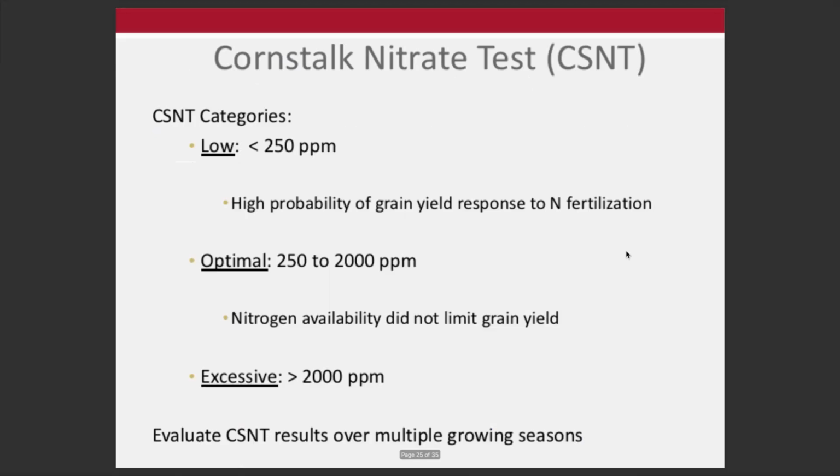So low category is under 250 ppm. Optimal is somewhere between 250 to 2,000 parts per million, and then excessive would be over 2,000. So again, this is like a post-mortem after the end of the season to go back and look at your nitrogen program in corn specifically and see how you did. It's not that farmers are running this every year, but it's certainly a tool that's out there if people want to use it. It's good to be aware of.